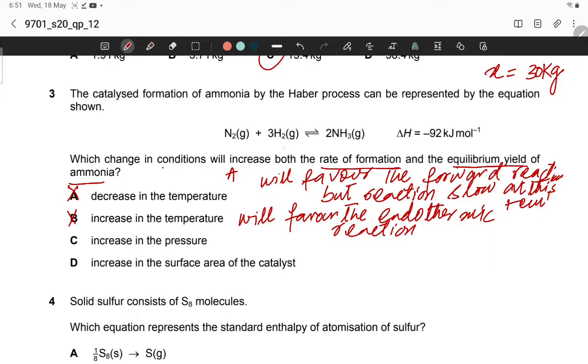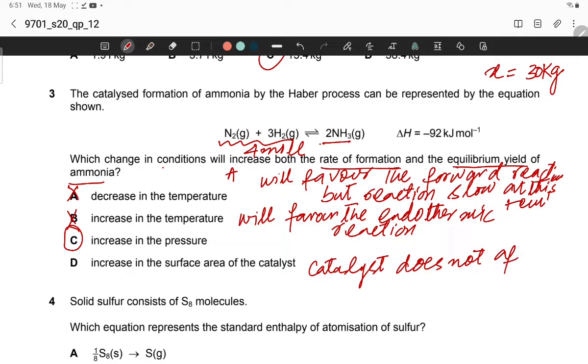By increasing pressure, the reaction will shift to the side with fewer moles. On the product side there are 2 moles of ammonia, and on the reactant side there are 4 moles. So it will move forward and increase the yield of ammonia. So this is correct. Increase in the surface area of catalyst: a catalyst does not affect the yield of the product. So this is also incorrect.